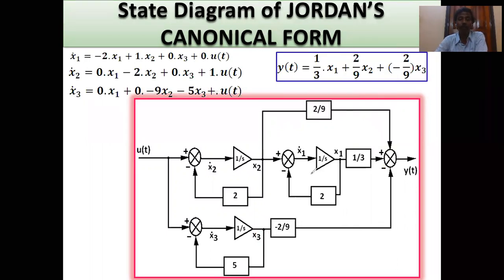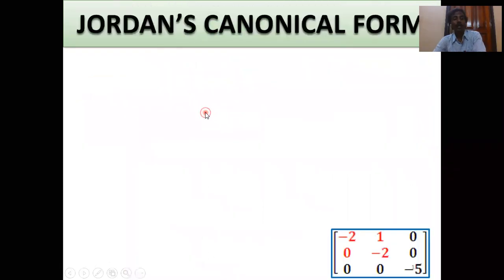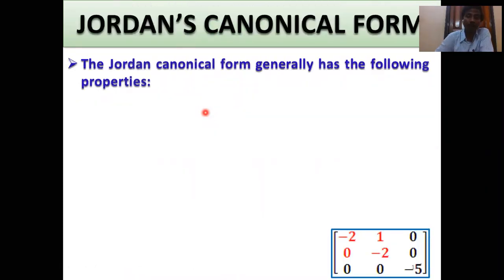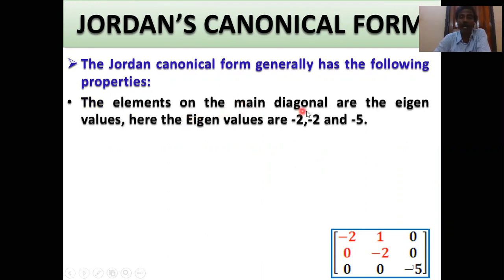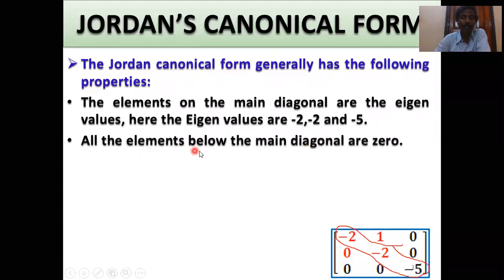This is the state diagram by using Jordan canonical forms. The Jordan canonical form generally has the following properties. What are the properties of the Jordan canonical form? The elements on the main diagonal are the eigenvalues. So -2, -2 and -5 are eigenvalues. All the elements below the main diagonal are 0. So this is the diagonal and 0, 0, 0 below.